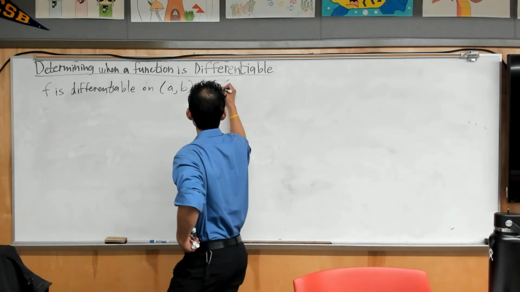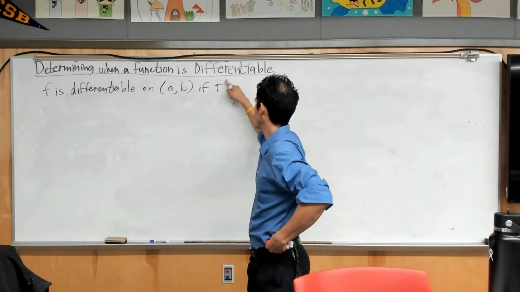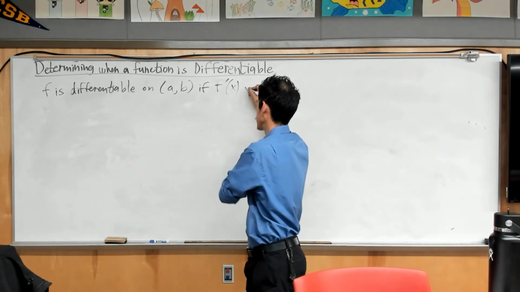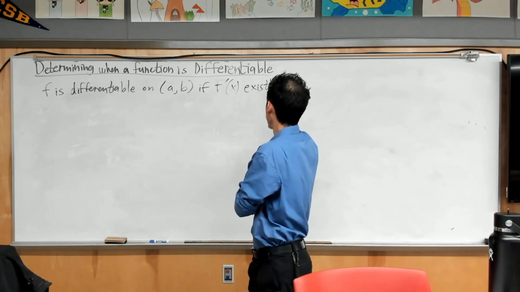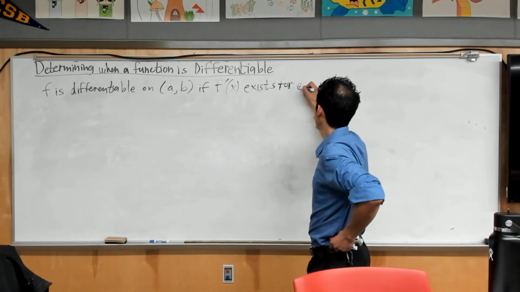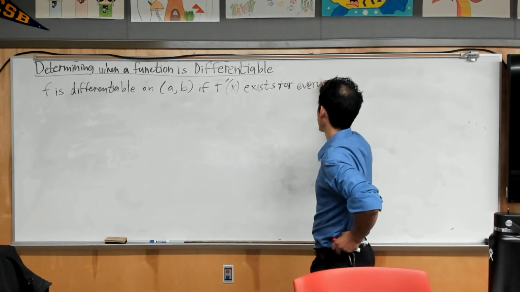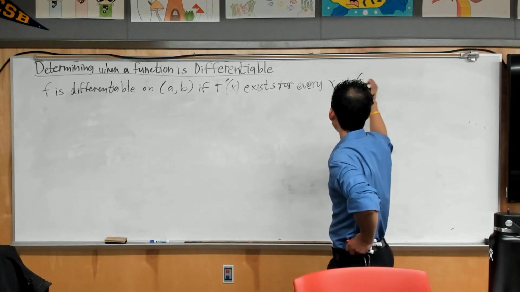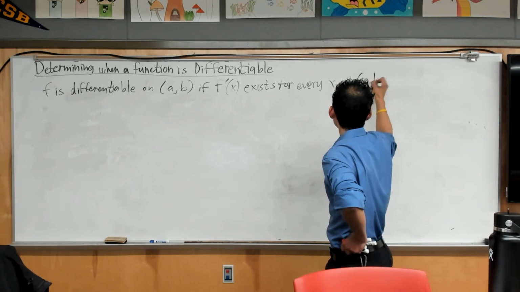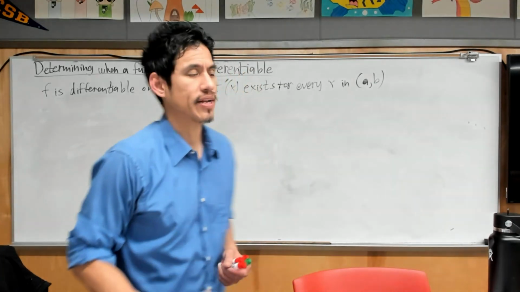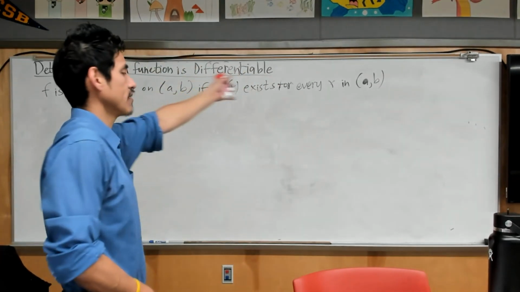f prime of x, or the derivative of x, exists for every x in (a, b). It sounds pretty intuitive, or common sense, but it's differentiable if we can find a derivative for every x value in that interval.